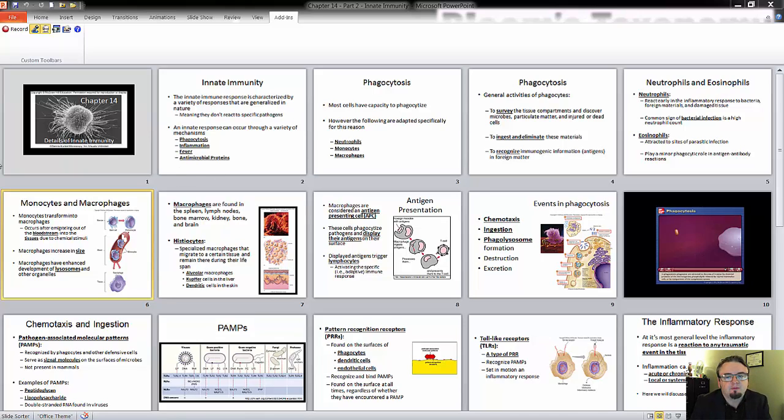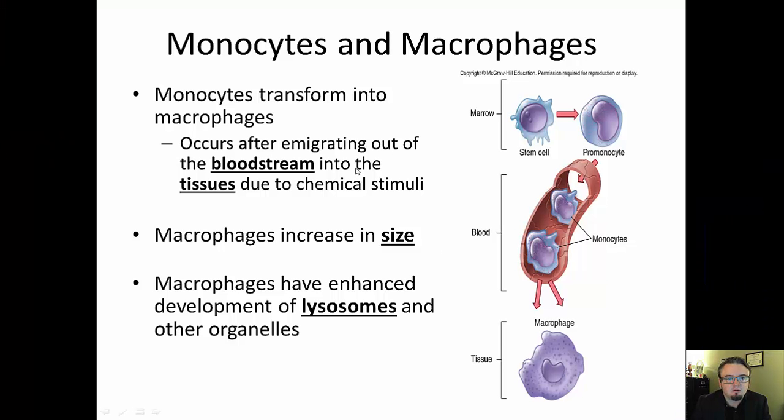Okay, so the next cell type we're going to look at are the monocytes and macrophages. So neutrophils and eosinophils are more of the kind of generalized phagocytes. Monocytes and macrophages are more of a specialized type of phagocyte. So you can think of them almost as like an elite type of white blood cell.